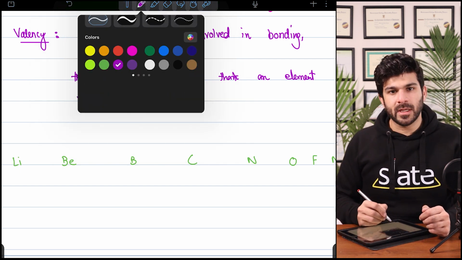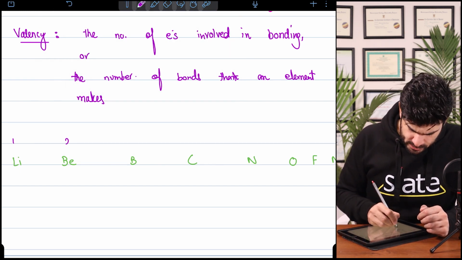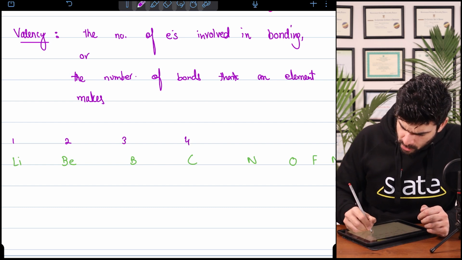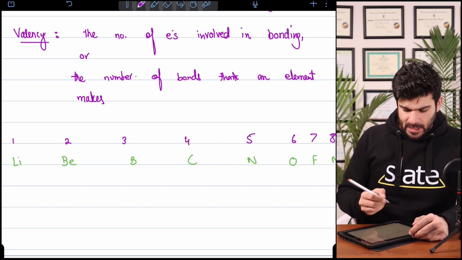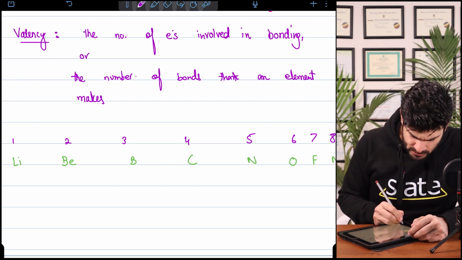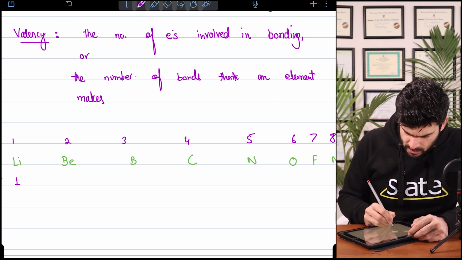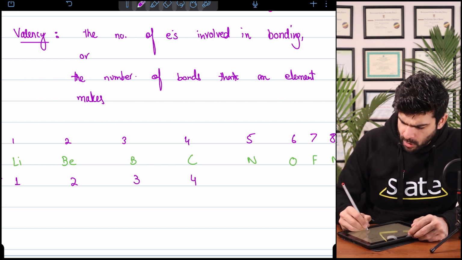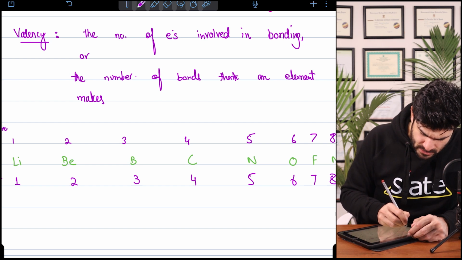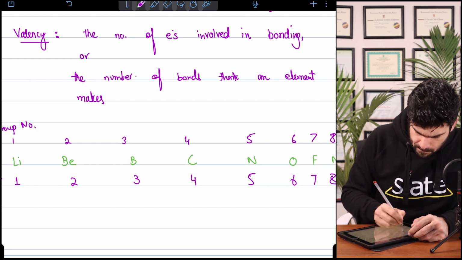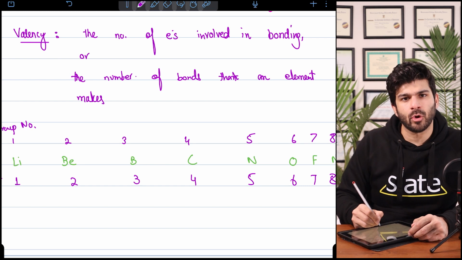So talking about this period, this is group 1, this is group 2, group 3, group 4, group 5, group 6, group 7, group 8. How many electrons? Let's talk about what are the number of valence electrons? 1, 2, 3, 4, 5, 6, 7, 8. These are group numbers. These are the valence electrons.